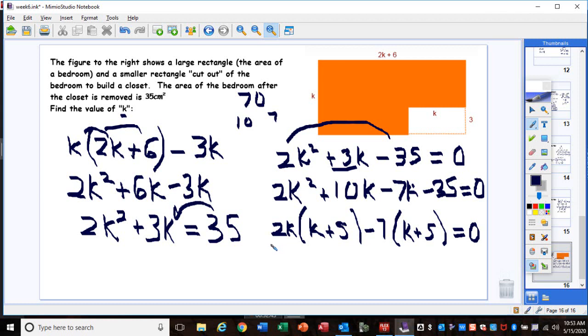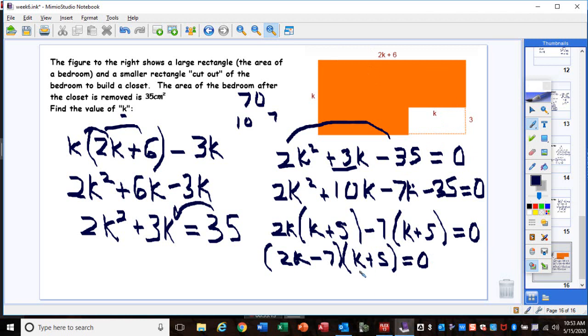So now 2k minus 7. So now we're going to go 2k minus 7. I'll be done in 2 minutes. 2k minus 7, and then k plus 5. Now, all of that equals 0. Remember, we want to solve for k. Now, in practical terms, k cannot be negative, okay? You got a positive area here.